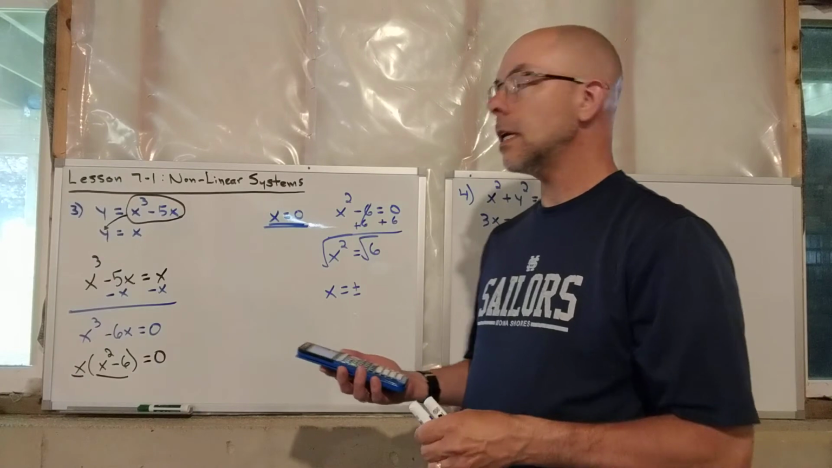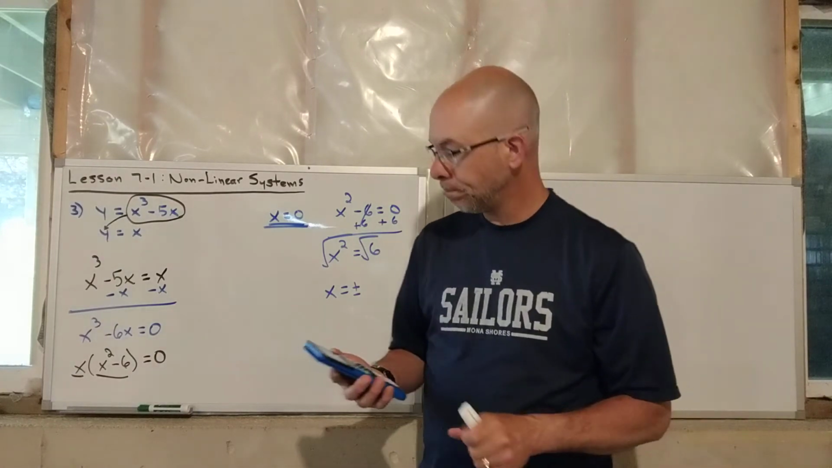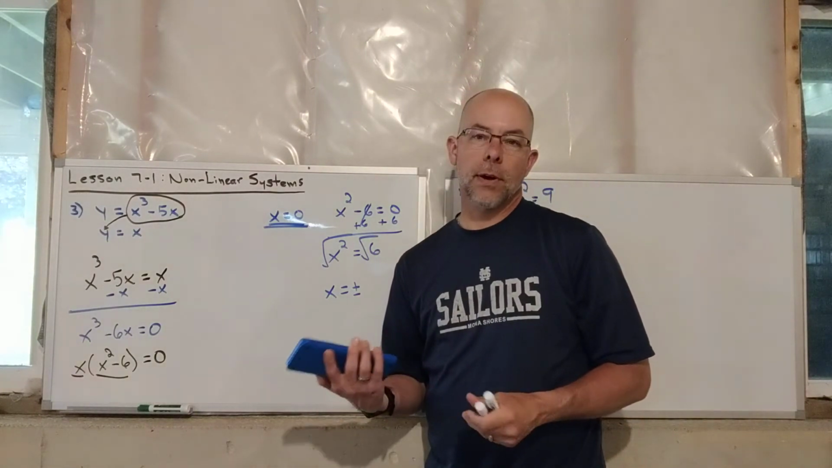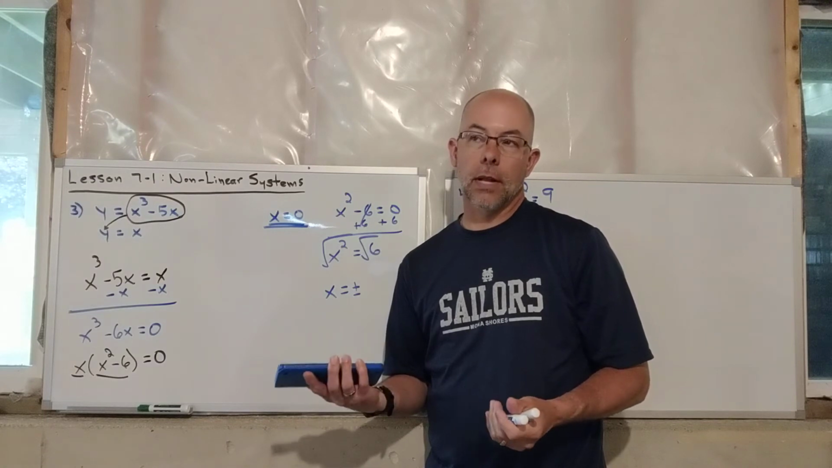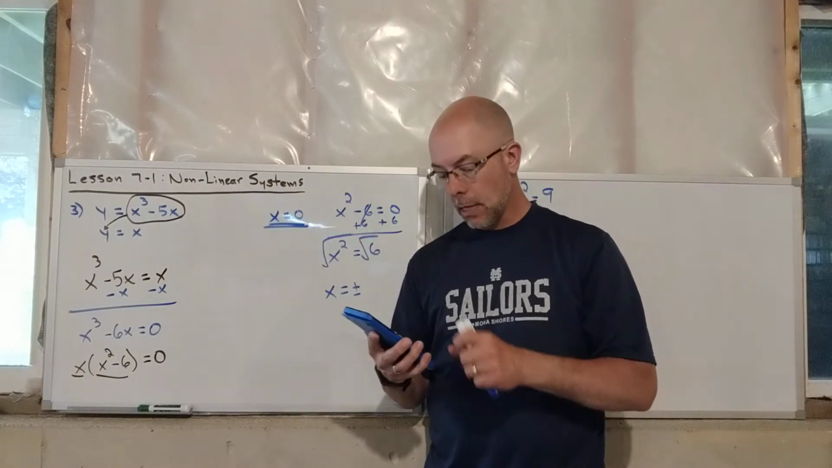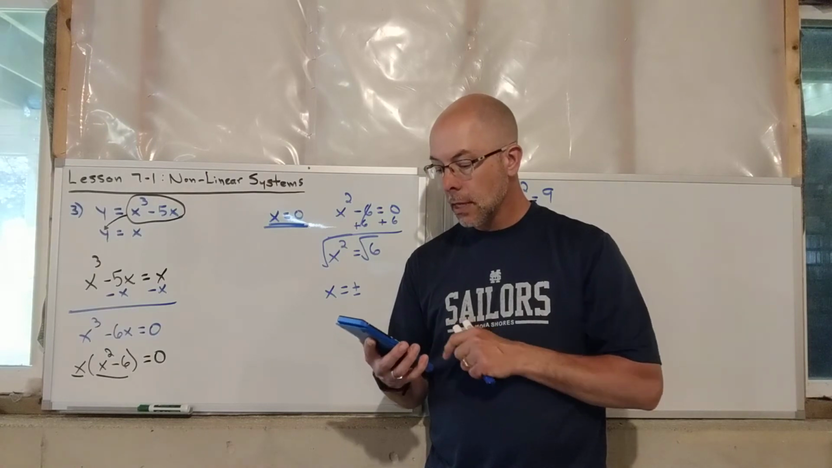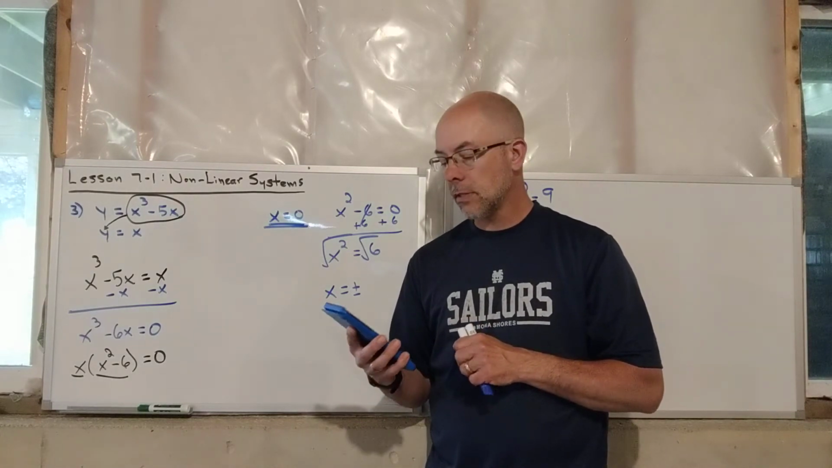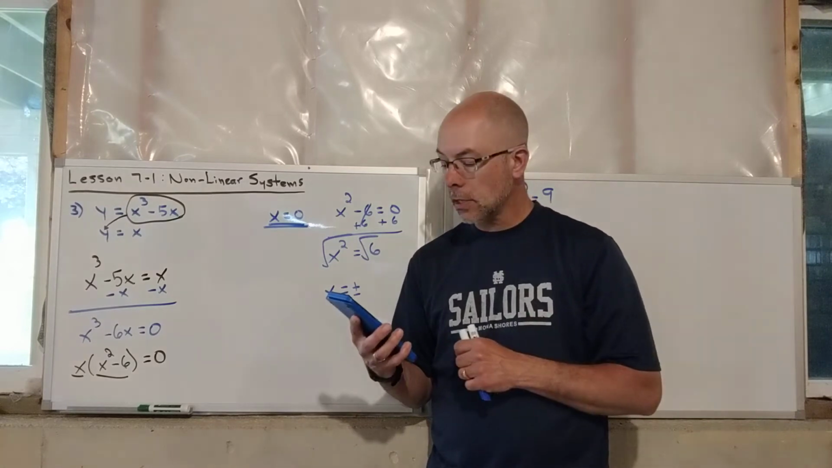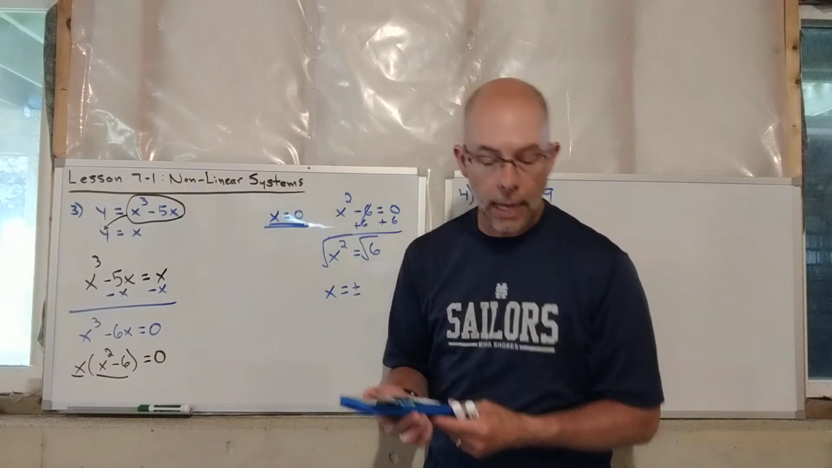and I normally don't like to go to decimals very much here, but we're going to go to decimals because it's a pain. So we're going to do the square root of 6 to 3 decimal places. That helps us be a little accurate. It's going to be 2.449.